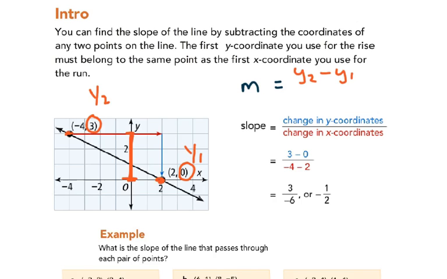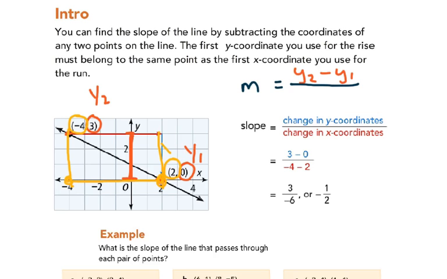And you can see down here, the 3 minus 0 is the y2 minus the y1. And that is going to go over the change in the x-coordinates. So if you take a look at the x-coordinates, I'm looking here and I'm looking here. My x-coordinates are 2 and negative 4. And that is how much I run.